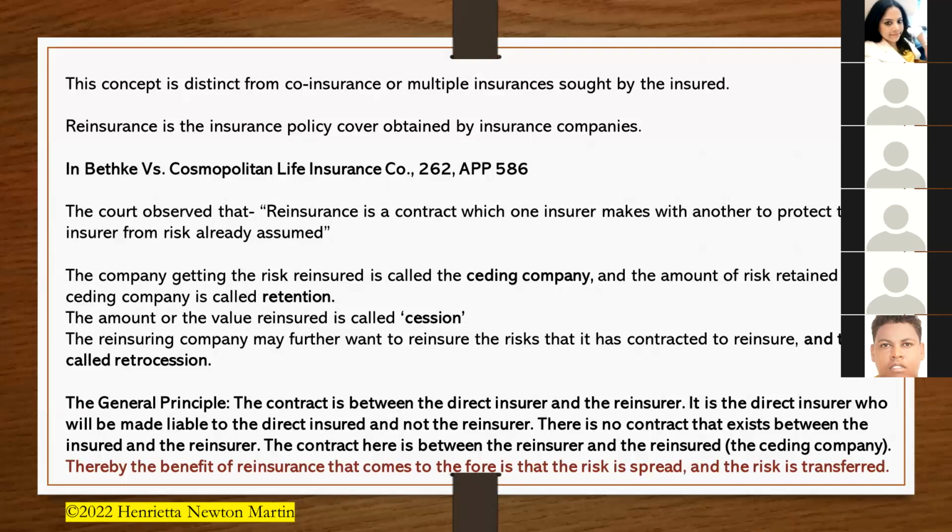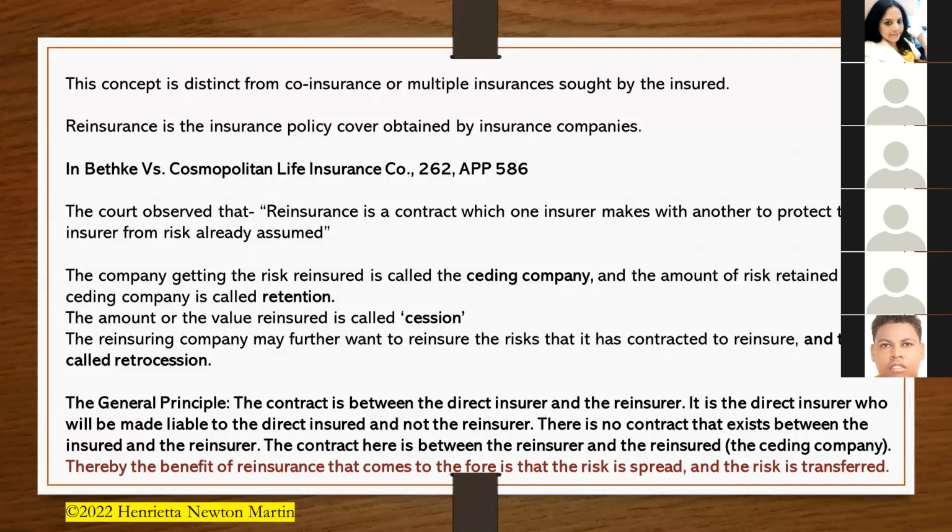So company B is a reinsurance company that may want to further reinsure the risk with C. That is called retrocession. The general principle is that the contract is between the direct insurer and the reinsurer. So it is the direct insurer who will be made liable to the direct insured, and not the reinsurer. There is no contract between the insured and the reinsurer. The contract here is between the reinsurer and the reinsured, the ceding company.